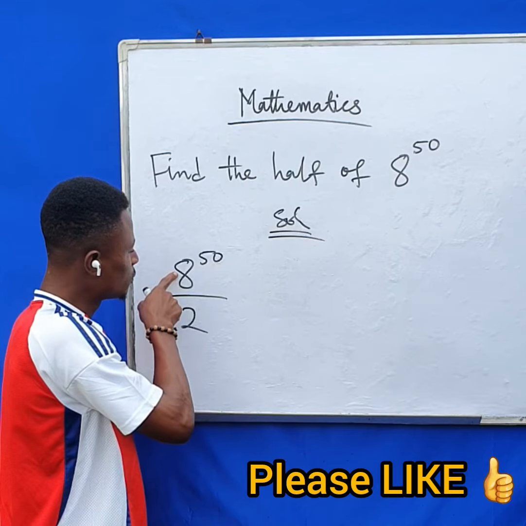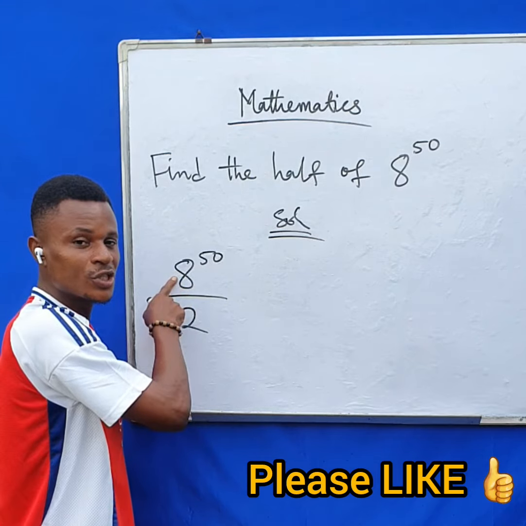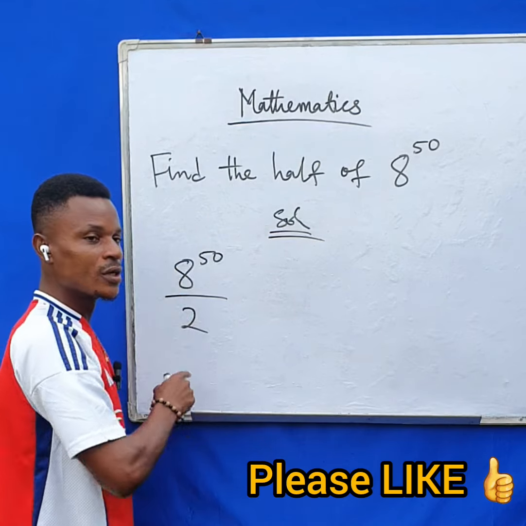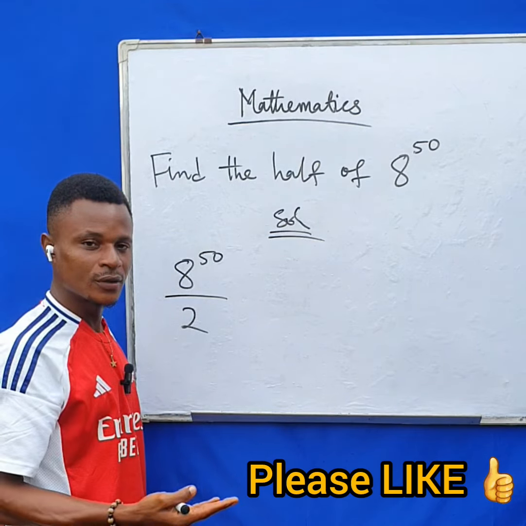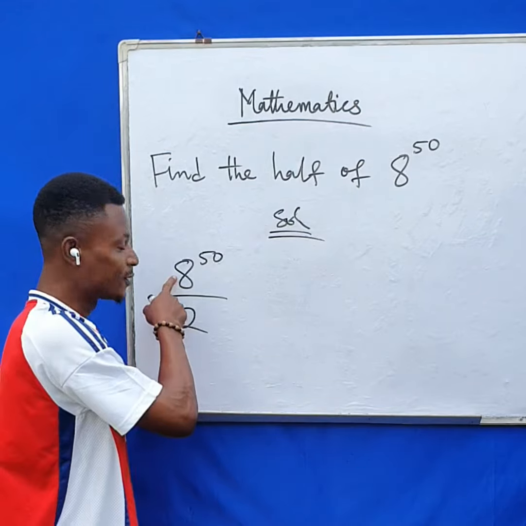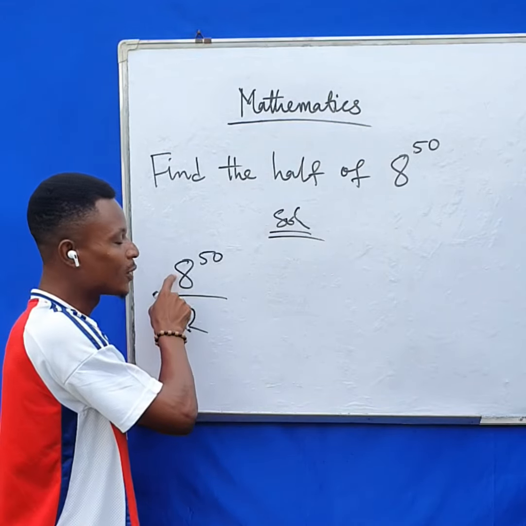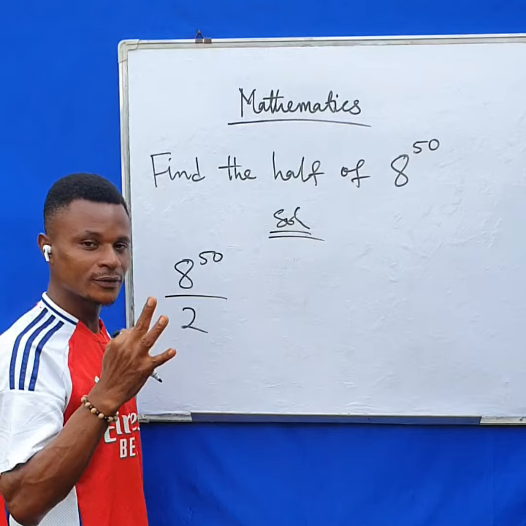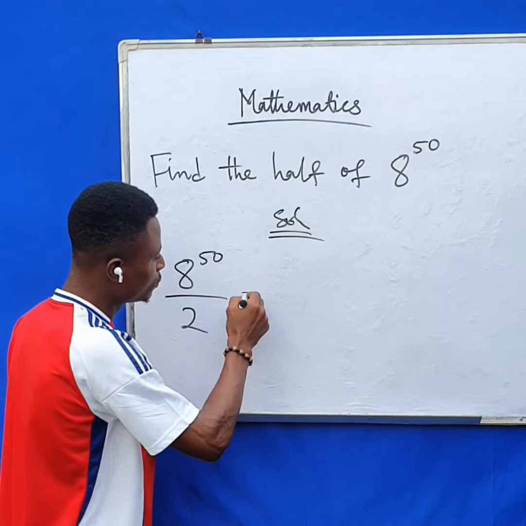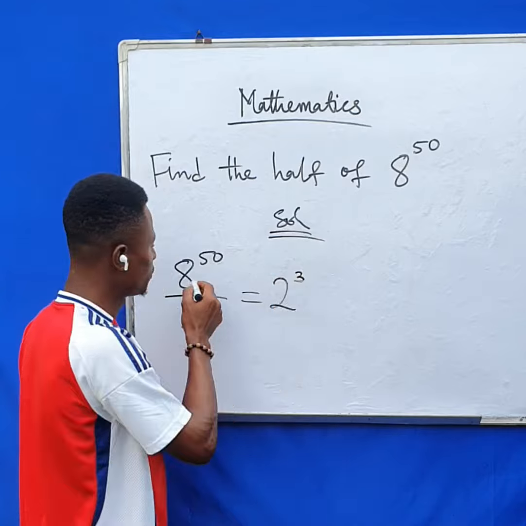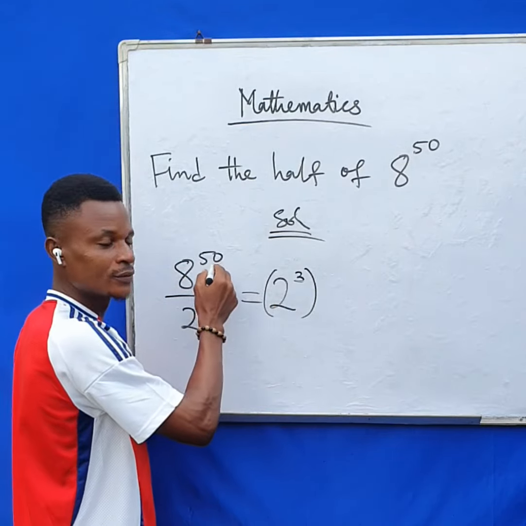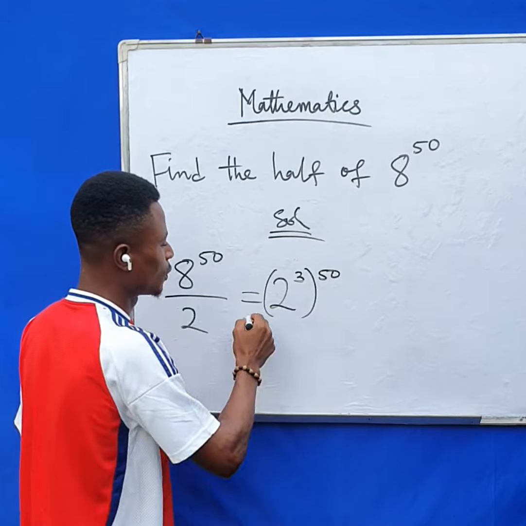This 8 here, we need to rewrite in exponential form so that it will be in base 2. 8 is the same thing as 2 raised to the power of 3. Why? Because 2 times 2 times 2, into 3 places, will give us this 8. So in place of this 8, we are going to write 2 raised to the power of 3, then raised to the power of this 50, then all over this 2.